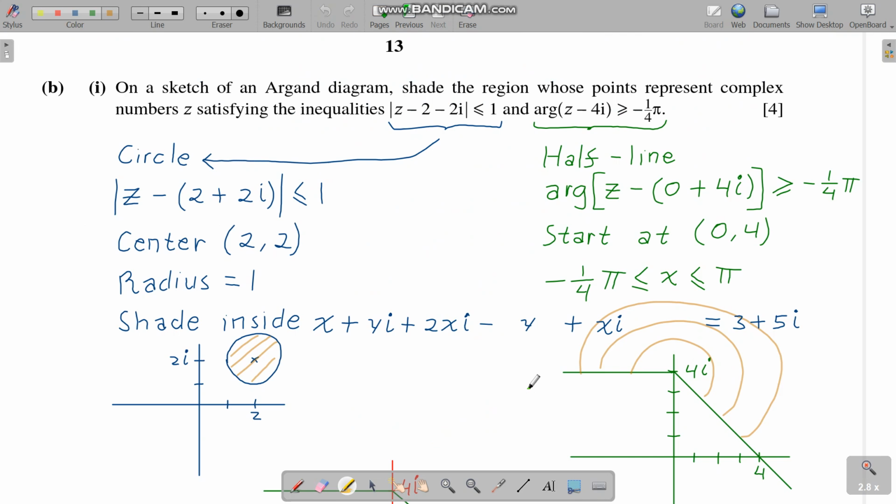Okay, so the first locus, this is the absolute value of z only on one side, so this is a circle. To identify the center of the circle, we use the z minus z1 form. Notice that if we open up the brackets, we should get exactly the same as the original locus. So the center is, from here we see, (2, 2). The radius is 1. And smaller than means we shade inside.